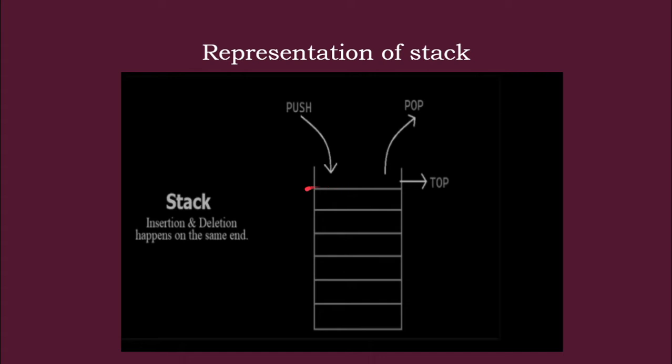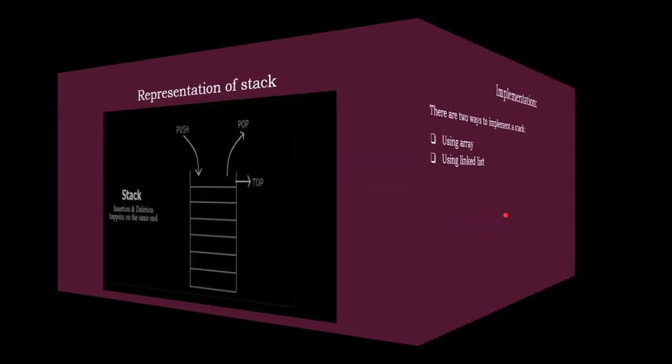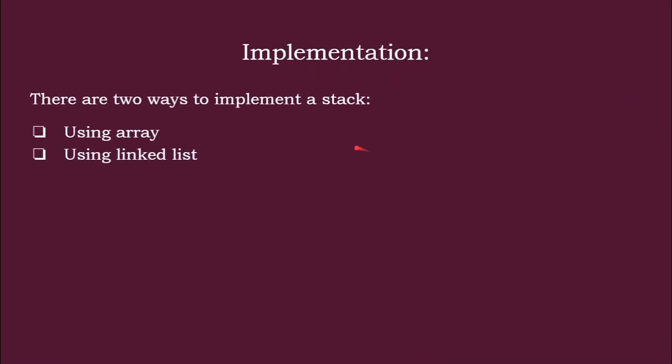Once you push any element, the top is incremented to the newly pushed element's position. This top pointer is also called the stack pointer. Now let us see how the implementation of the stack can be done. Implementation means how this data structure can be represented and how the operations can be performed.